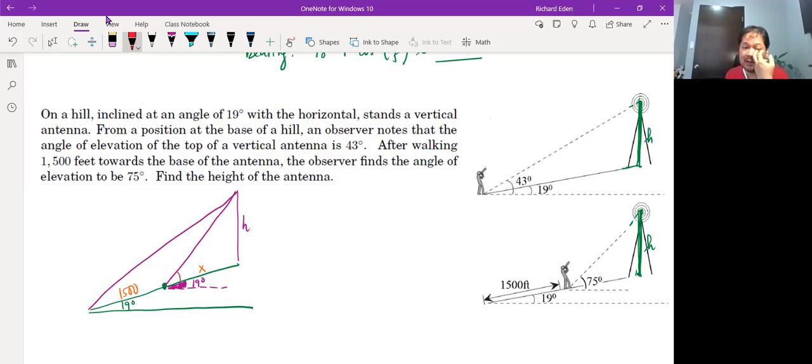Oh, a right triangle is really necessary to solve this problem. Actually, I'm thinking we subtract 19. For example, you have the 43 degrees for the whole thing, but for this part, 43 minus 19, right? So that would be 27 degrees. And then this other angle here, this red angle, is 75 minus 19 equals 56.